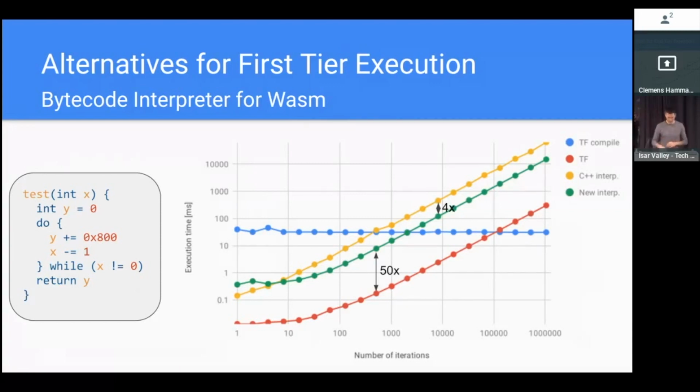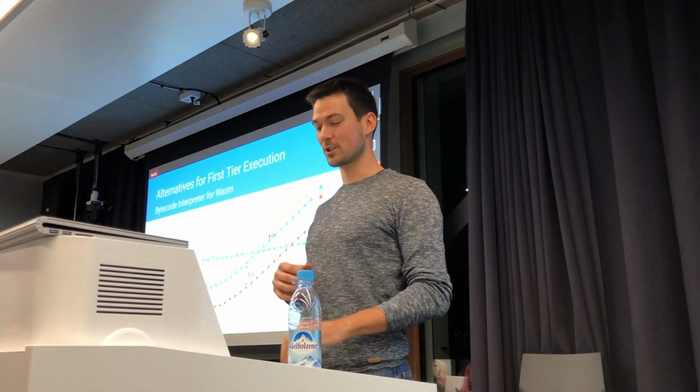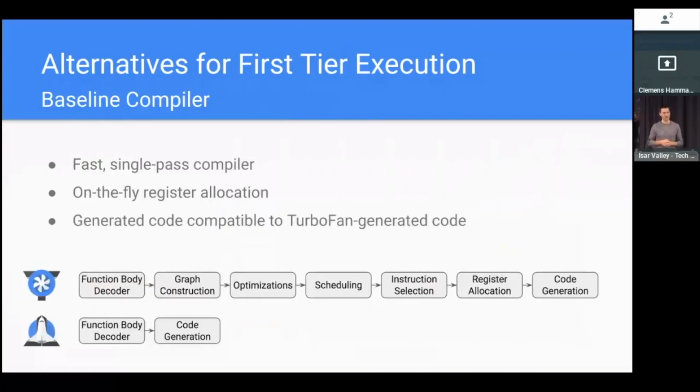Okay, so what we decided to do after these experiments, or at that point we didn't decide yet, but we prototyped another thing, which is a baseline compiler. And by the title of this talk, I'm probably not spoiling anything if I tell you that this is what we then actually implemented. So we can also just call it Liftoff. So this is the design of the new baseline compiler. And the idea was to have a fast single pass compiler.